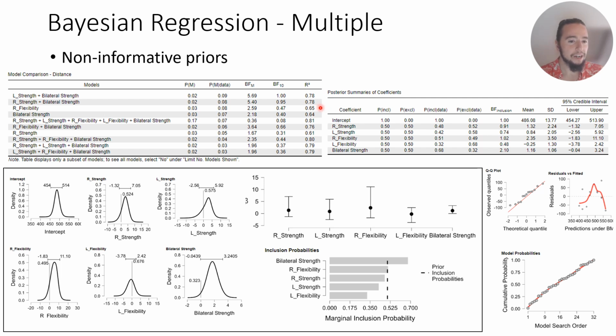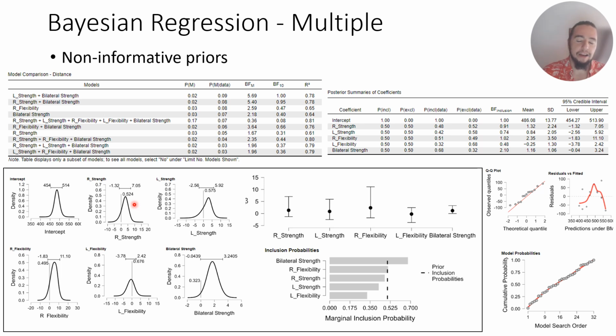However, regarding only bilateral strength, we have an R squared of 0.64. And as you can see here, right strength and left strength, that are these two variables, overlap with 0. So we don't have much evidence to affirm that they are actually doing something in the model.